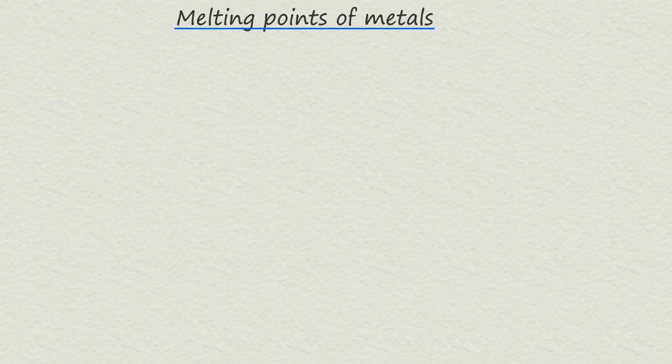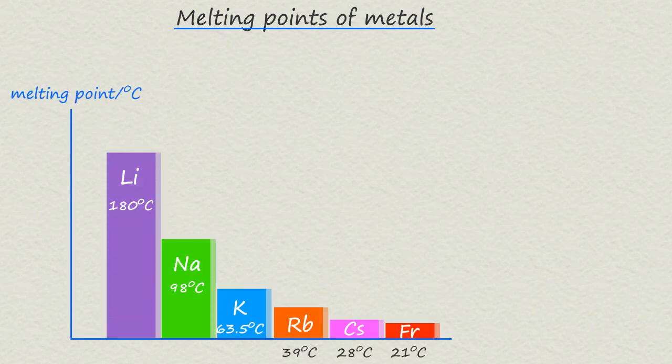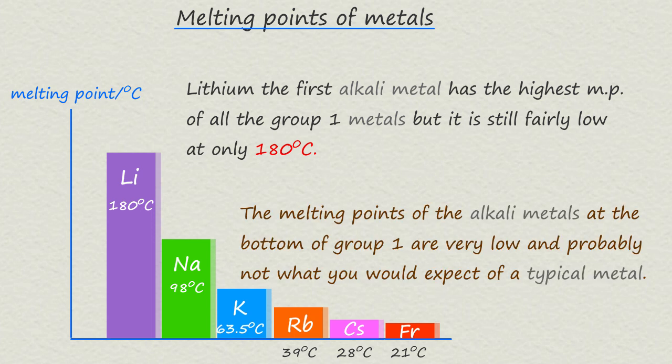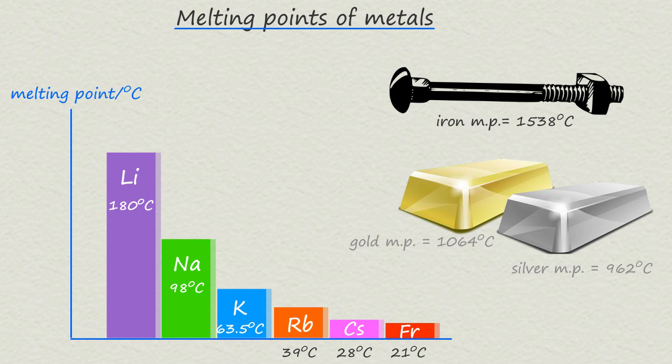A similar trend can be seen with the melting points of the alkali metals and the transition metals. Lithium, the first alkali metal, has the highest melting point of the alkali metals, but even still it's only 180 degrees Celsius. While the trend in the melting points for the rest of the alkali metals is that they become lower as you go down the group, with cesium metal close to the bottom of Group 1 melting at only 28 degrees Celsius. The melting points of the transition metals are by comparison much higher.